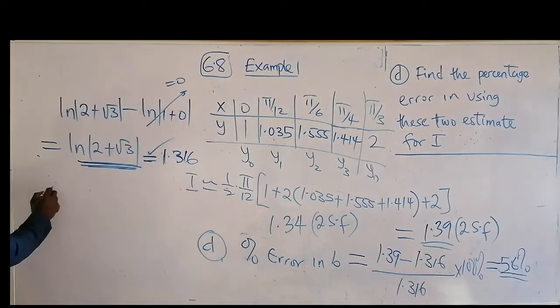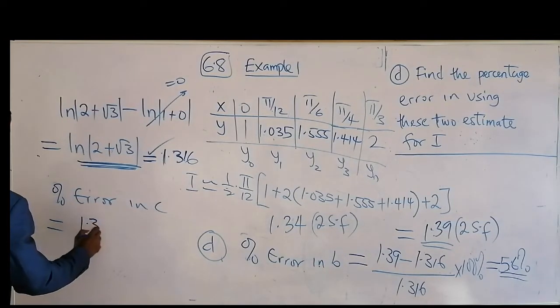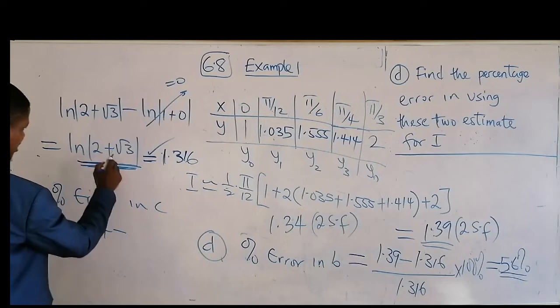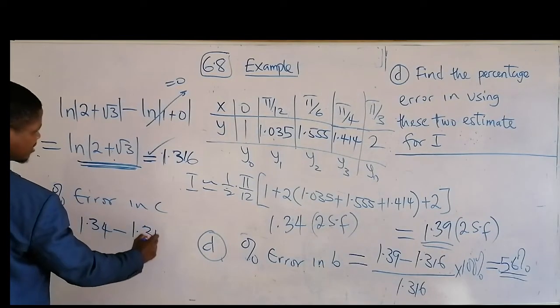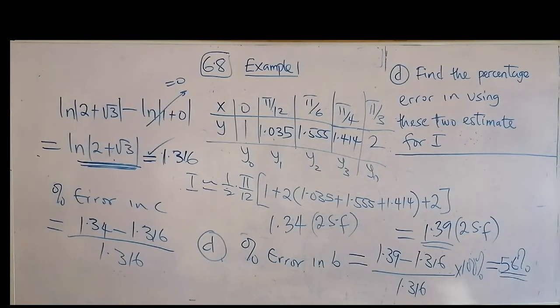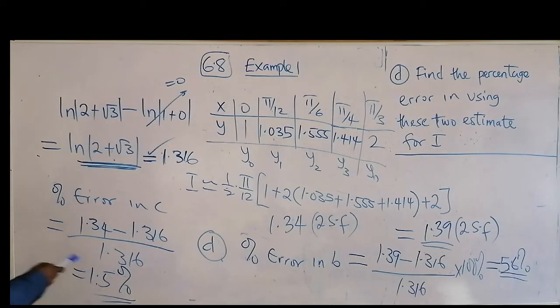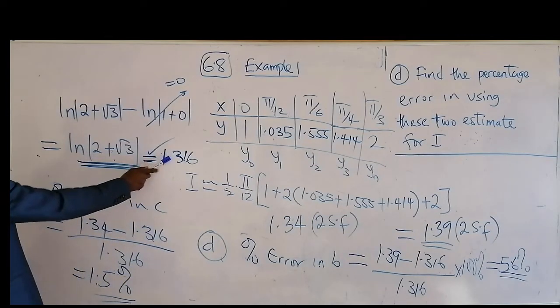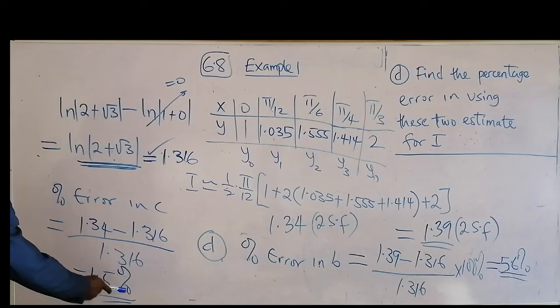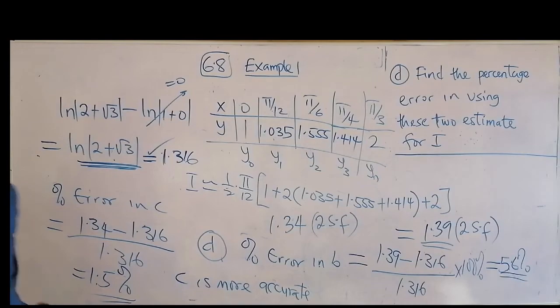Okay, so let's get the error in C. The percentage error in C will be equal to the value we got in C, 1.34, minus the original value, which is the one in A, 1.316, all over the original value. If you multiply this, this will give us 1.5%. And this one, the percentage error in C, is more accurate because it's closer to the original value. So C is more accurate.